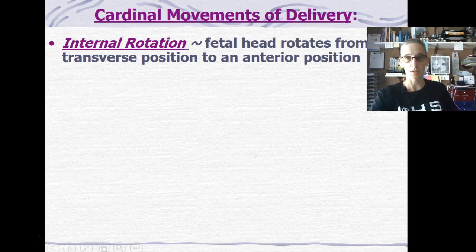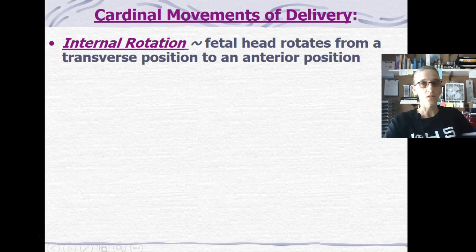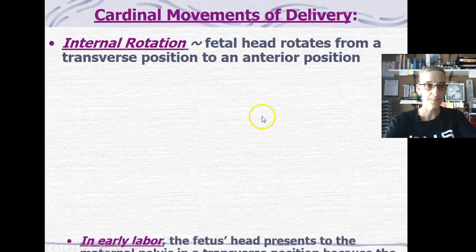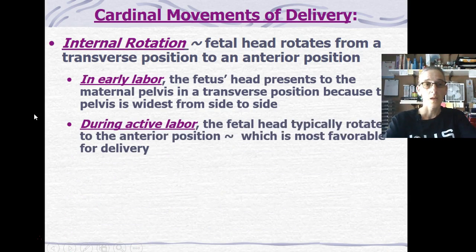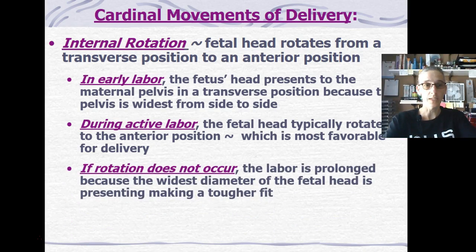Okay, then we've got internal rotation. This is when the fetal head rotates from a transverse position to an anterior position. So in early labor, the fetal head presents to the maternal pelvis in a transverse position because the pelvis is widest from side to side. During active labor, the fetal head typically rotates to the anterior position, which is most favorable for delivery.